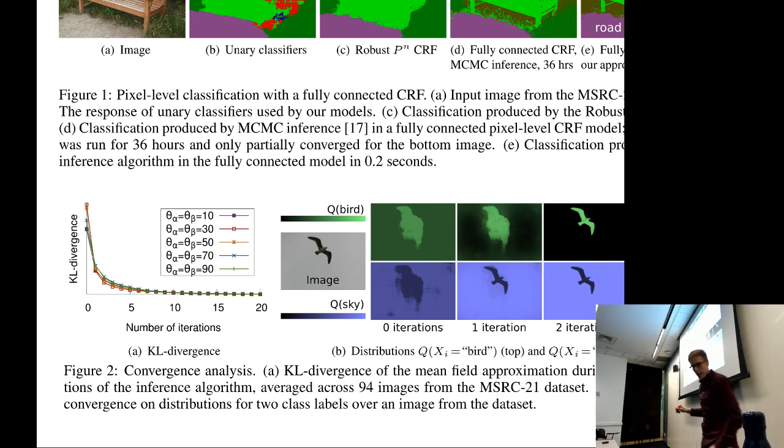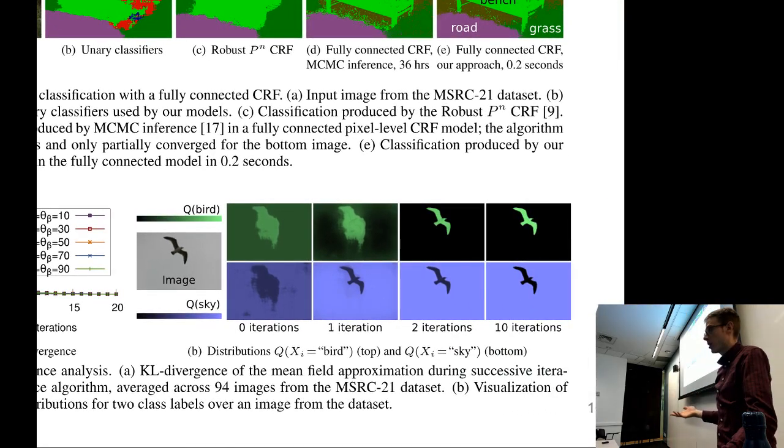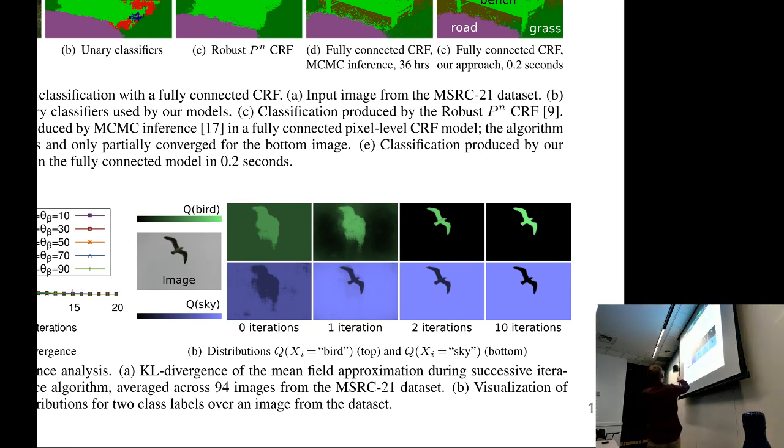And then on the right, they're also showing the actual distribution according to the Q function for this particular image. So the image is just that seagull flying through the air there. And they have a Q distribution for the probability of a pixel being bird, and then a Q distribution for the probability of a pixel being sky.